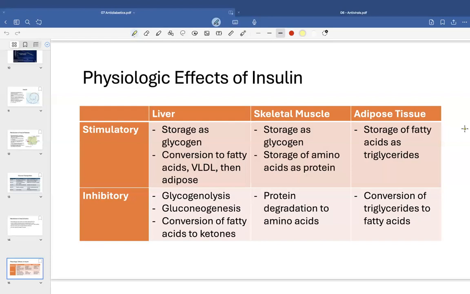Insulin has inhibitory roles in the liver as well. It will prevent glycogenolysis, which is the breakdown of that glycogen into glucose. It also inhibits gluconeogenesis, the formation of new glucose from other precursors, and the conversion of fatty acids into ketones. So insulin has those inhibitory roles. When you have low insulin, you will actually produce more glucose and produce more ketones.